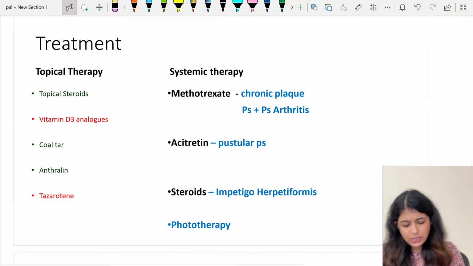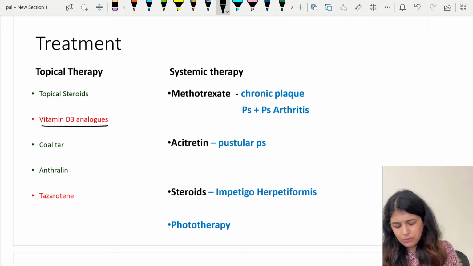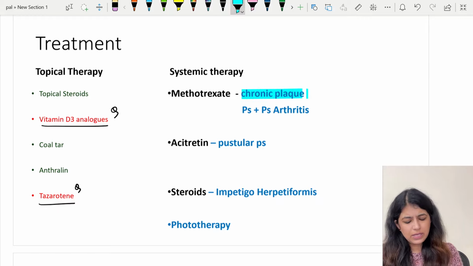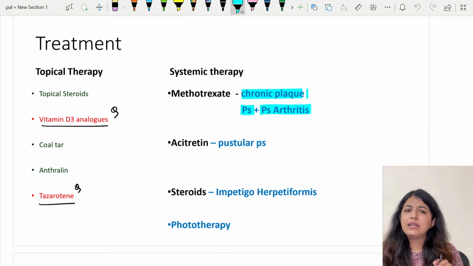Now, treatment, also questions have been asked, so you should know. In the topical therapy, important to remember vitamin D3 analogues and tazarotene. Generally, they don't ask you, but if at all they ask you, this is what they will ask. In the systemic therapy, methotrexate is the drug of choice for chronic plaque psoriasis as well as psoriasis with psoriatic arthritis. And this is what the question in that exam was.